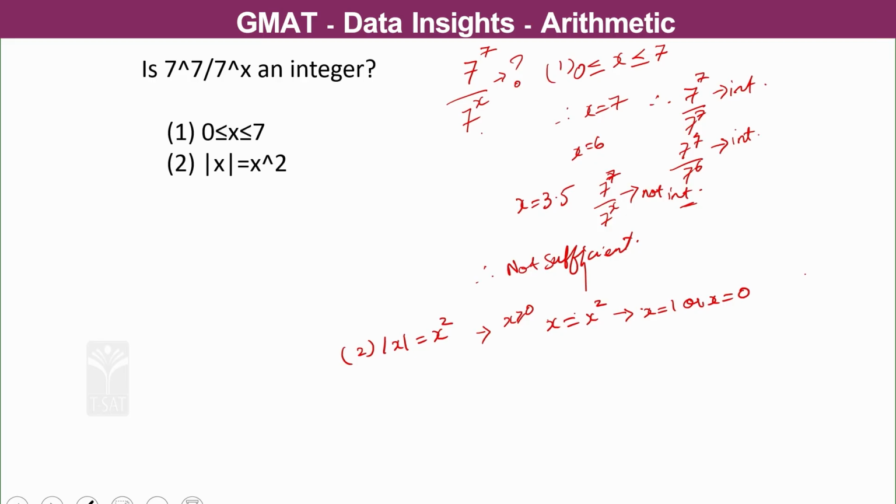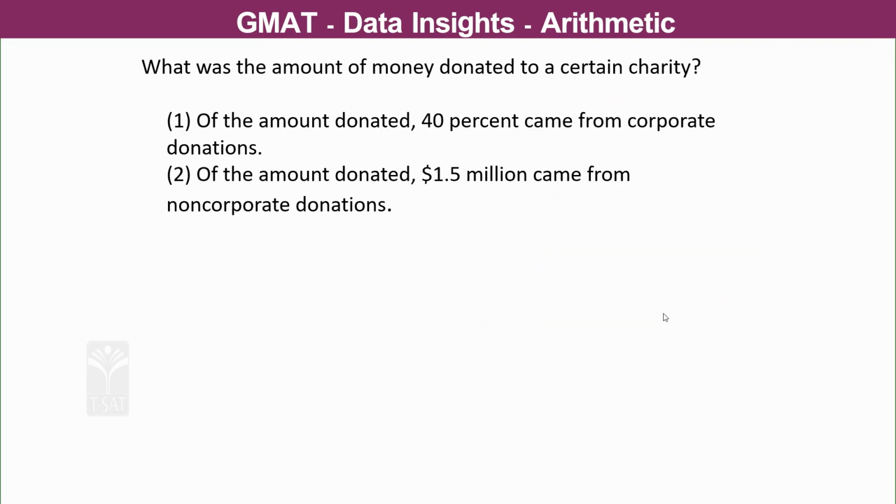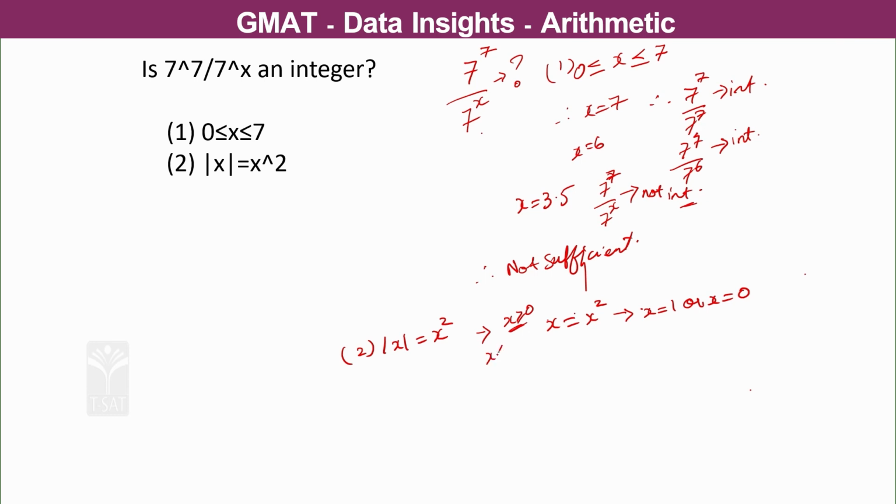Okay, both of those values fulfill this condition. So, yes, x can be 1 or 0. But if x is less than or equal to 0, mod x will be minus x, which equals x square, which means that either x is equal to minus 1 or x is equal to 0. So, for statement 2, x is either equal to 0 or 1 or minus 1.